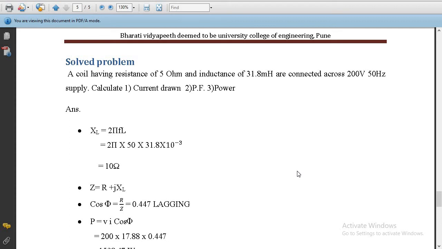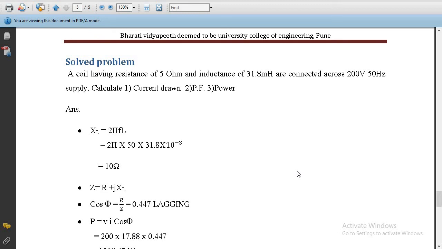So first you'll have to calculate XL. XL can be calculated as 2 pi FL, where pi's value you have to take directly from the calculator, not as 22 by 7, not as 3.14. Mind well. So it will be 2 into pi multiplied by 50 hertz, because as long as we are in India, the frequency is going to be 50 hertz, multiplied by 31.8 into 10 raised to power minus 3, because we'll have to convert this into the standard form. What is the standard form for inductance? It is Henry. So 2 pi into 50 into 31.8 into 10 raised to power minus 3 will come out to be 10 ohm.